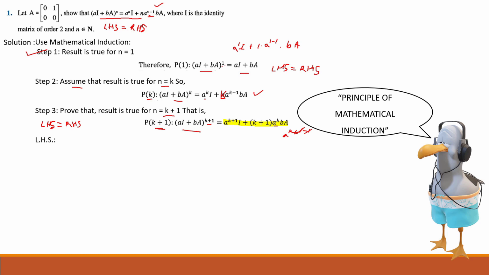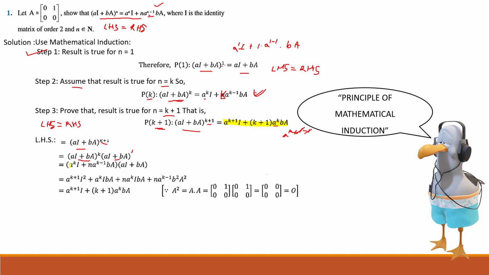So let us take first the left hand side of the equation, which is (aI + bA)^(k+1). Here the power is k plus 1, that means we can multiply the base, which is (aI + bA)^k into (aI + bA)^1. And (aI + bA)^k we assumed in step 2, so we will write this value in this step, and now we'll multiply this bracket.